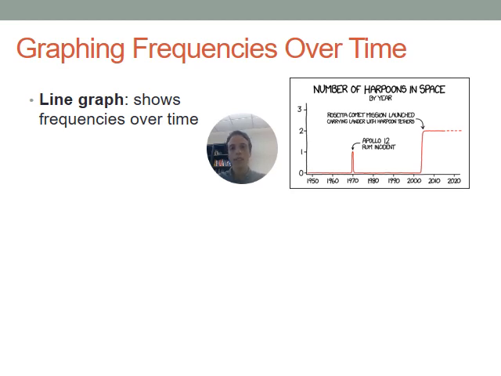So here's a silly one, but we have our passage of time as measured by year on the x-axis. We have the number of harpoons in space measured on the y-axis, and you can see we have a line showing over time how the number of harpoons in space has changed. And the line shows that continuity over time. We're tracking one thing, and we're seeing what it does.